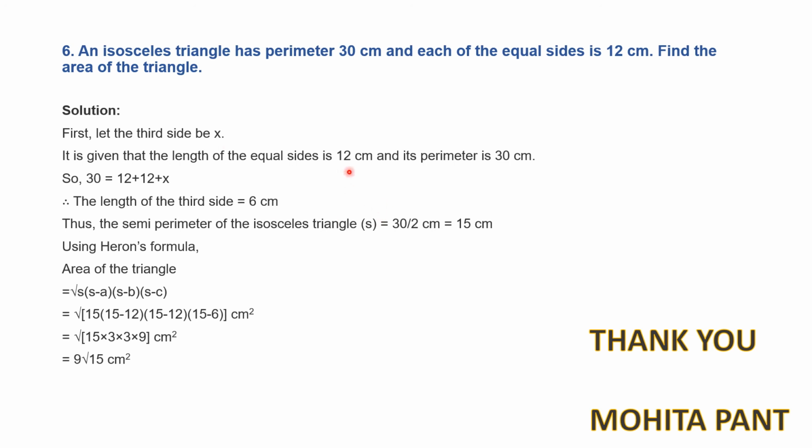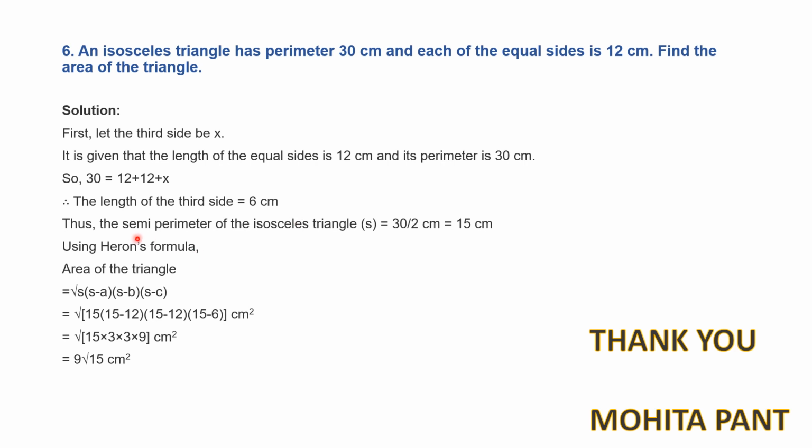Now the equal side is 12, which means two sides are 12 and 12. Perimeter is 30. So what will the third side be? Perimeter is equal to 12 plus 12 plus x. So 12 plus 12 is 24. So x is 30 minus 24, which is 6 centimeters. So the third side is 6.